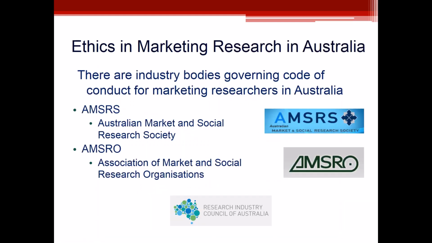Alright, so you might be wondering, well, outside of university, what sort of regulation exists? We have two main industry bodies within Australia that help to regulate market researchers and social researchers. As I've mentioned before, AMSRS is the Australian Market and Social Research Society, and this is the body that individual researchers will sign up to.